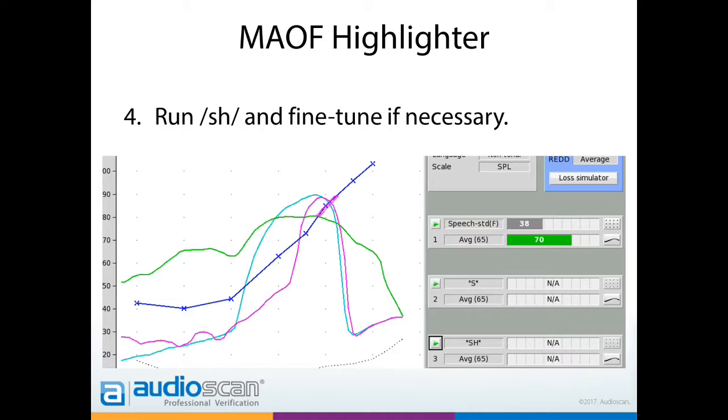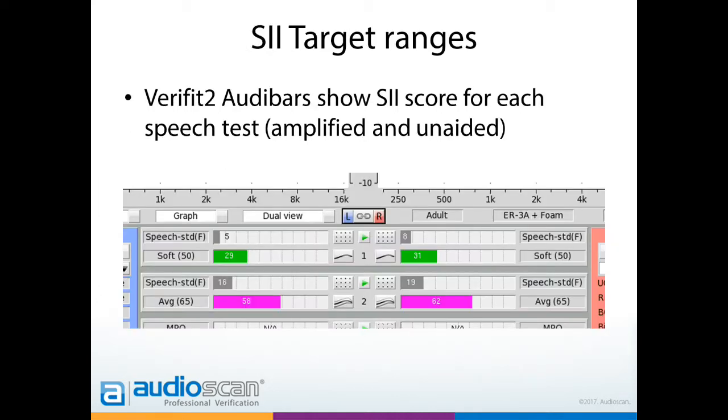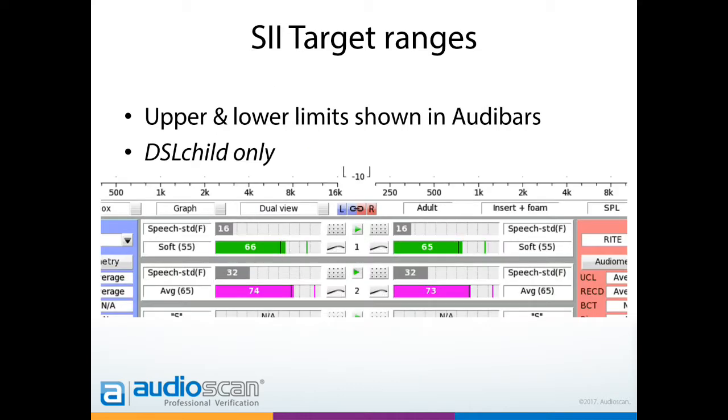Both the Verifit 2 and the Axiom have always had their SII display in these auto bars. So we have a bar graph display that shows you SII unaided and predicted aided for each speech test. One of the questions that often comes up, of course, is what's the target range? Where do we want this to land? Well, DSL actually has some data for that. With the new software release, you'll see when you're running a DSL child test that the aided SII bar will have an upper and lower limit that you can aim for. You can find out more information about this and how it was derived by looking in our user guide.